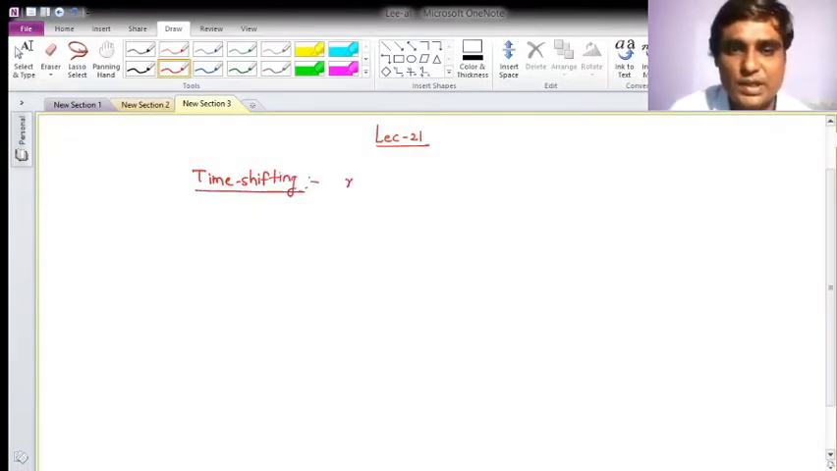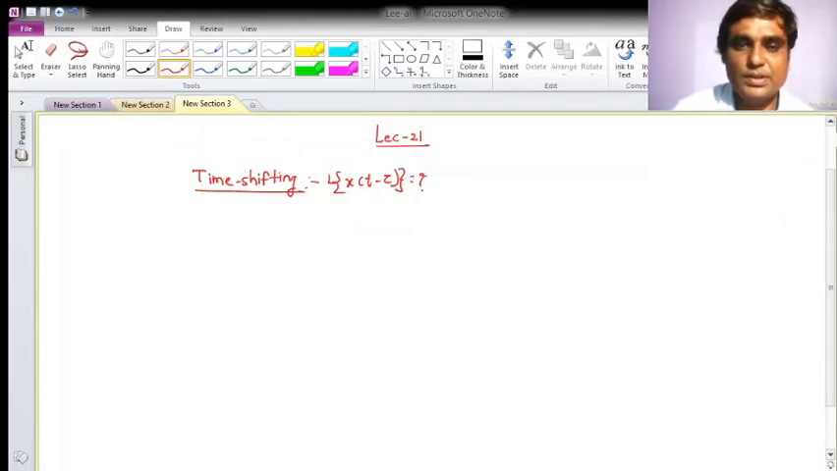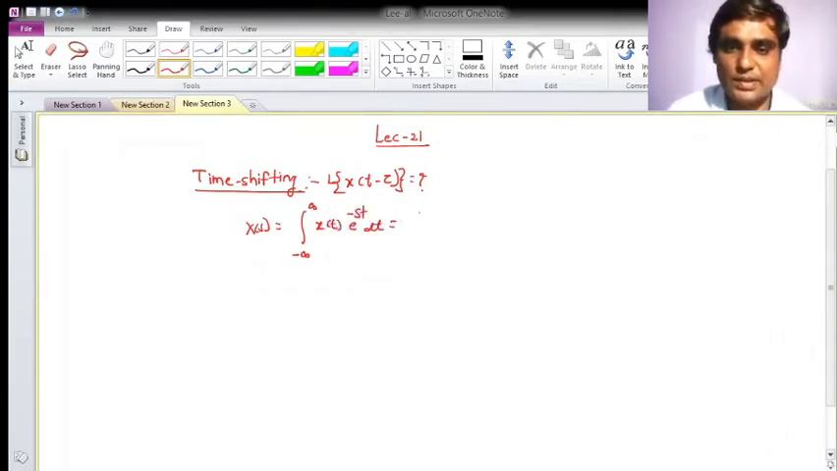Let's say I have a signal x which has been shifted by an amount tau towards the right side. What is the Laplace transform of it? We'll go with the definition of the Laplace transform, that is X of s is equal to the integral from minus infinity to plus infinity of x of t into e raised to minus st dt. This is basically the definition. So let me write this for x of t minus tau into e raised to minus st dt.